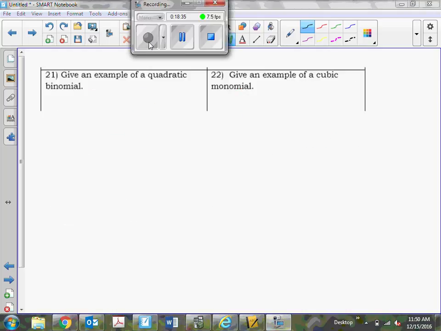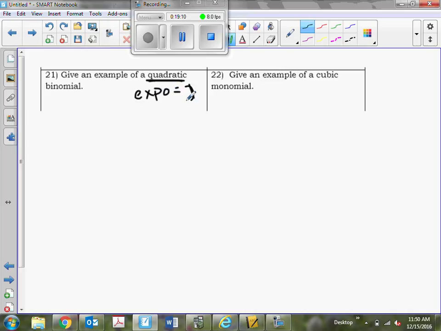Now that you guys have been practicing adding, subtracting, and doing the labeling of the terms and degrees by giving them their specific names, let's go ahead and let's create our own examples. So if we take a look at number 21, it says, give an example of a quadratic binomial. Now remember, because it says quadratic, that means that your exponent or your degree has to be a 2.